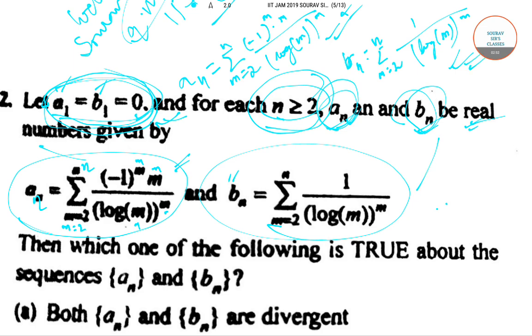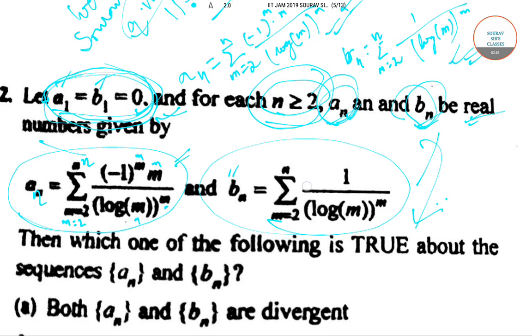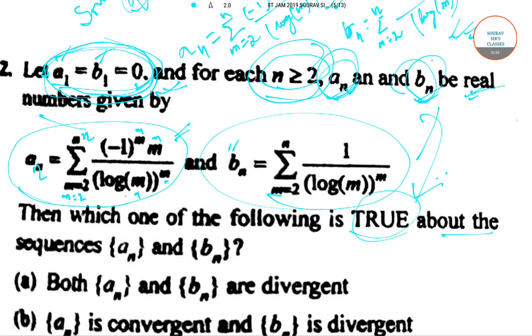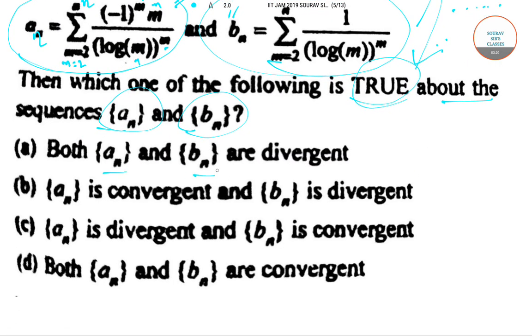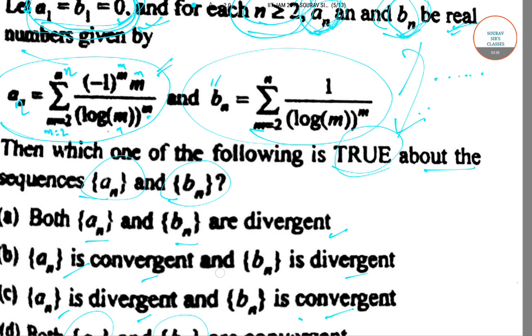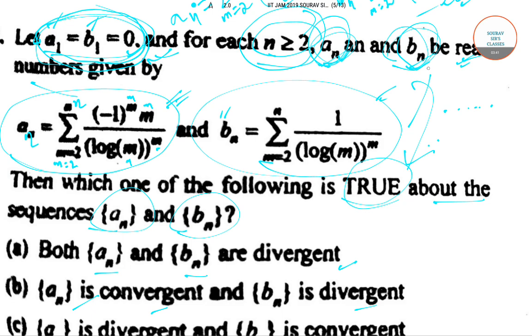The question asks which of the following is true about the sequences a_n and b_n. So we are asked about these sequences, whose general forms are these. We have 4 options: both a_n and b_n are divergent; a_n is convergent and b_n is divergent; a_n is divergent and b_n is convergent; or the last option, both a_n and b_n are convergent.